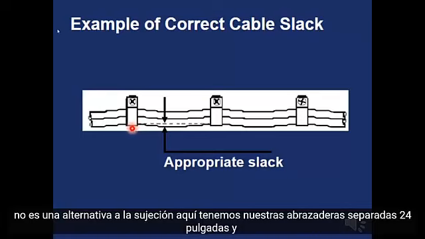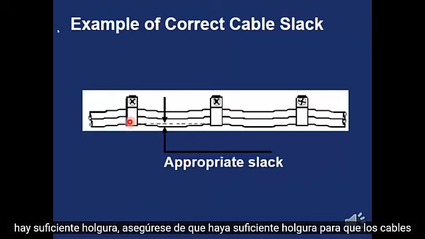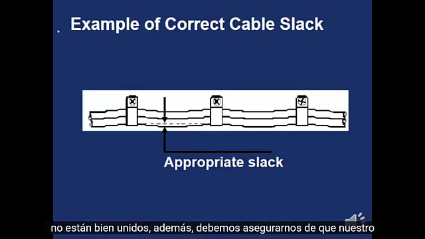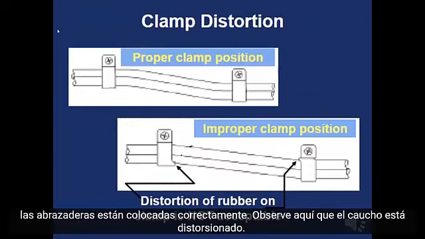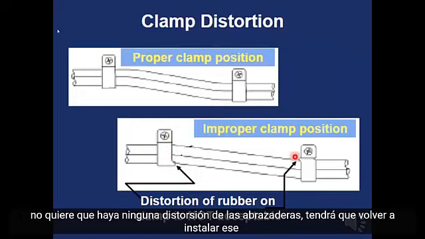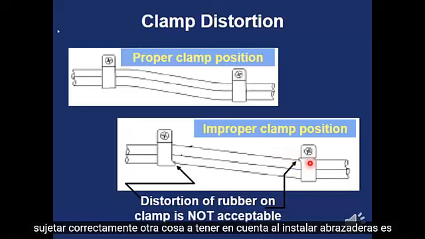Here we have our clamps 24 inches apart and there's sufficient slack. Make sure that there's sufficient slack, that the wires aren't tightly strapped together. In addition, we need to make sure that our clamps are properly positioned. Notice here that the rubber is distorted. We do not want there to be any distortion of the clamps. You'll have to reinstall that clamp properly.